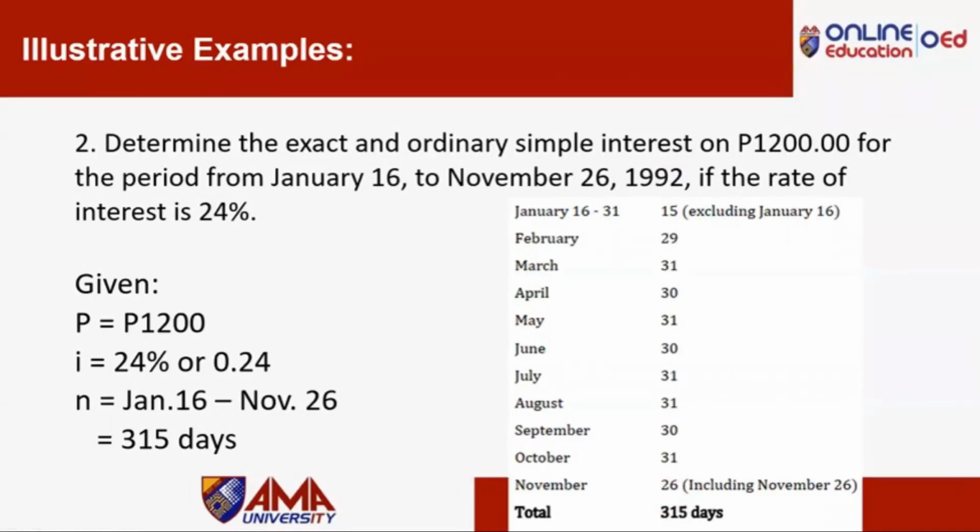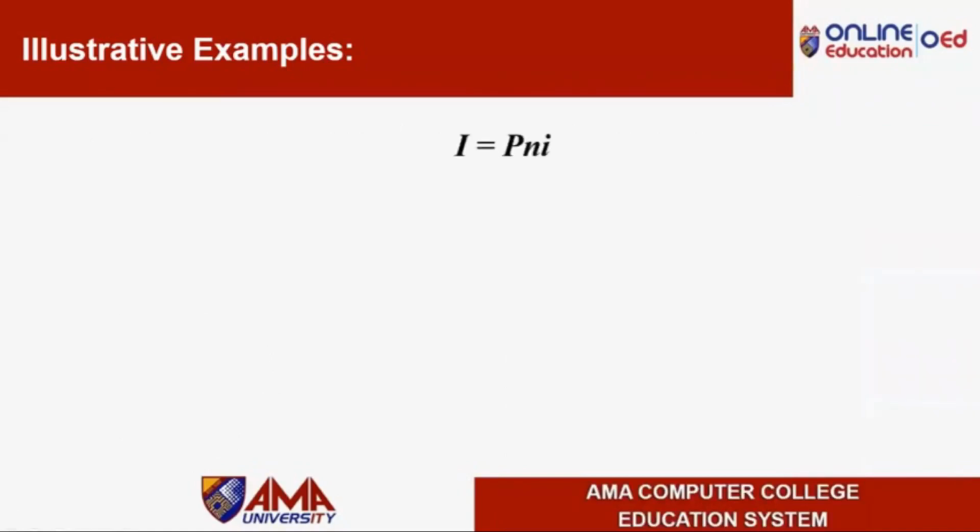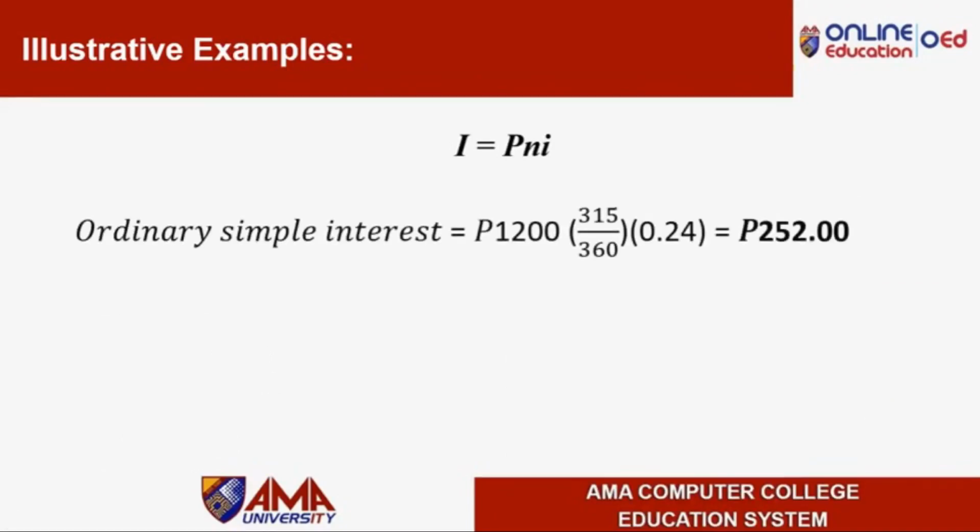Again, this is a leap year. So again, let's go to the formula. I is equal to P times N times i. For ordinary simple interest, P is equal to 1,200 multiplied by 315 days divided by 360 days because this is ordinary simple interest, multiplied by 24% or 0.24. So our answer is 252.